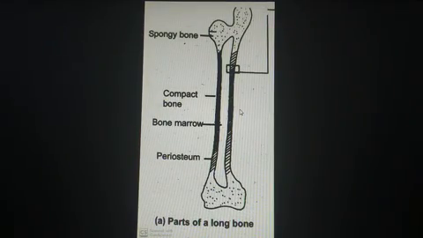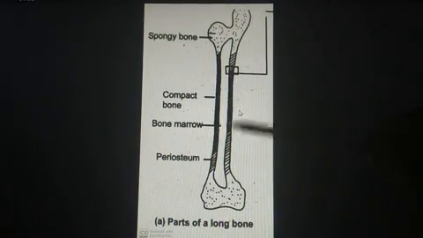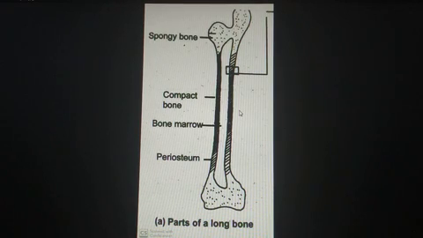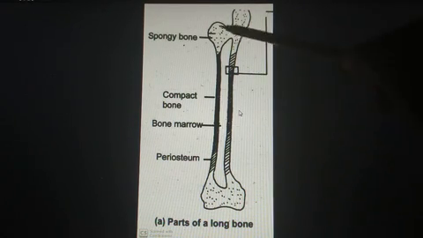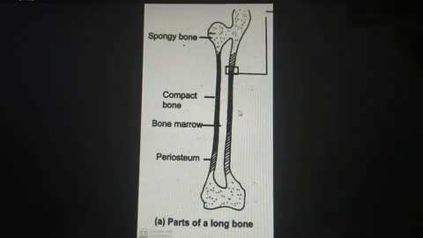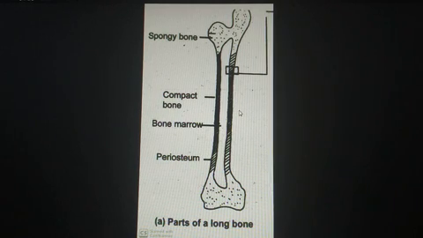So this is our bones. Clear? The central cavity is the bone marrow, and the covering of the bone is called periosteum. There are two types of bone: one is called compact bone or dense bone, and the terminal part is called spongy bone, because there the fibers are loosely arranged, and in this portion the fibers are densely arranged.